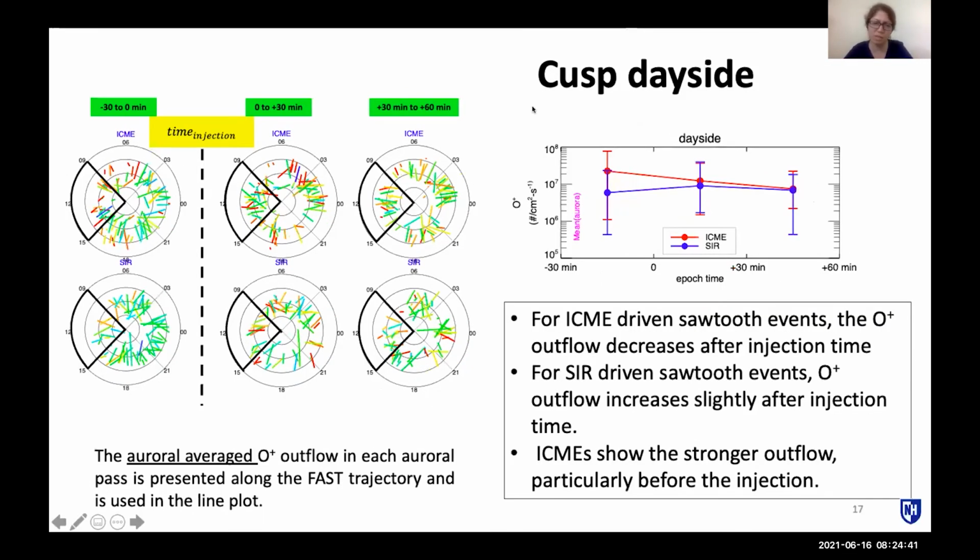And for the cusp day side, I used auroral average oxygen outflow flux, which is shown with the thicker black lines here. In the day side line plot, we see that for ICME Sawtooth events, the oxygen outflow flux decreases after injection time, while for the SIR Sawtooth events, we see a slight increase. And again, we see that ICME Sawtooth events have more oxygen outflow flux in the day side region than SIR Sawtooth events.